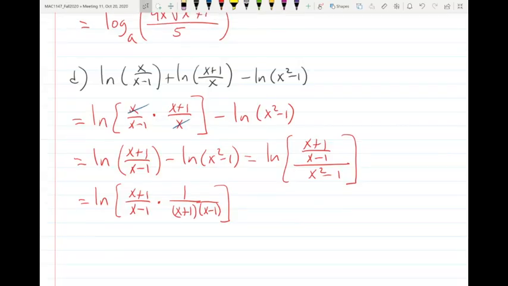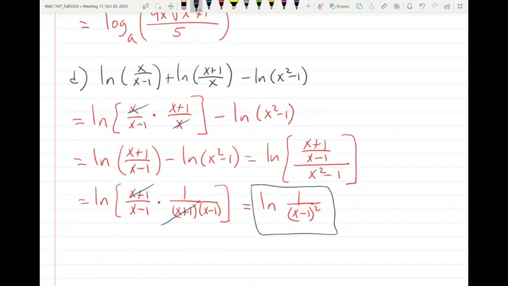Why did I factor that? Because now this x plus 1 cancels with this, and we end up with ln of 1 over x minus 1 squared. Right. Questions with this one? Okay, good.